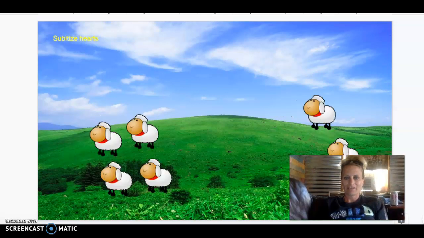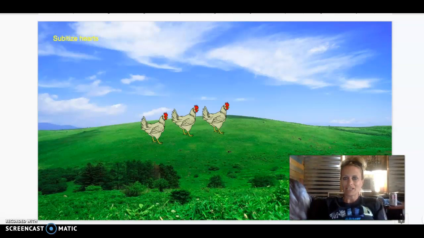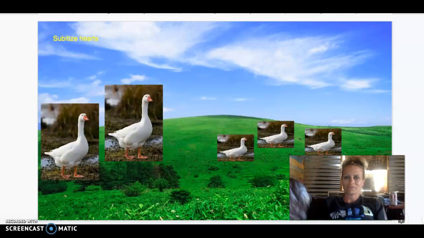How many do you see? 4. Good. How many sheep do you see? 4 and 2 is 6. Good. How many chickens? 3. You see 3. And how many geese do you see? 2 big ones and 3 little ones. That is 5.